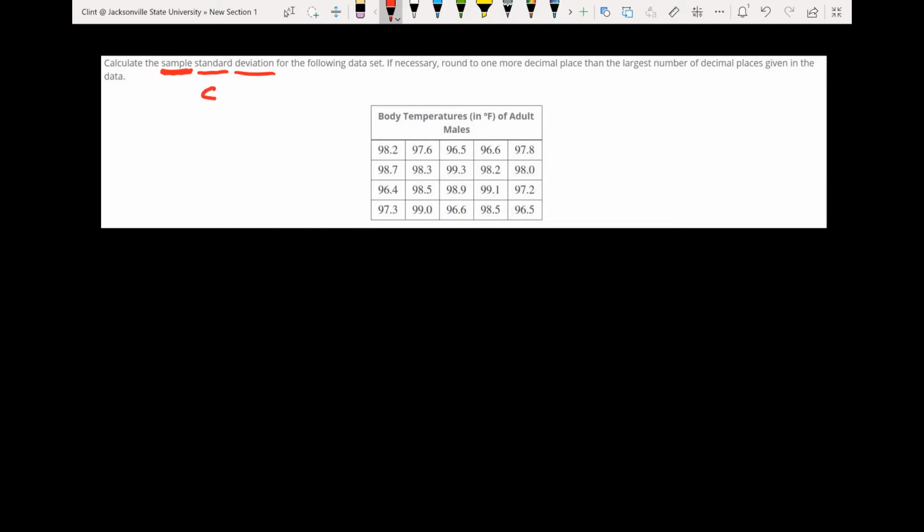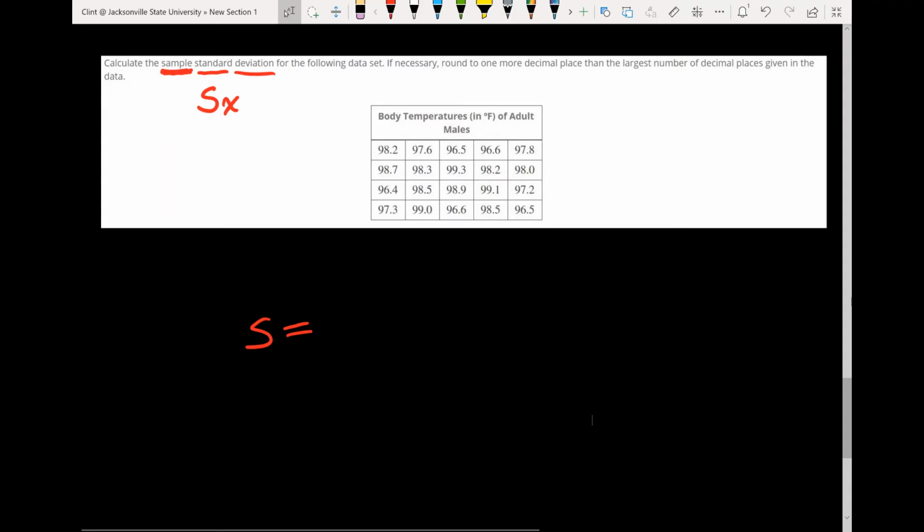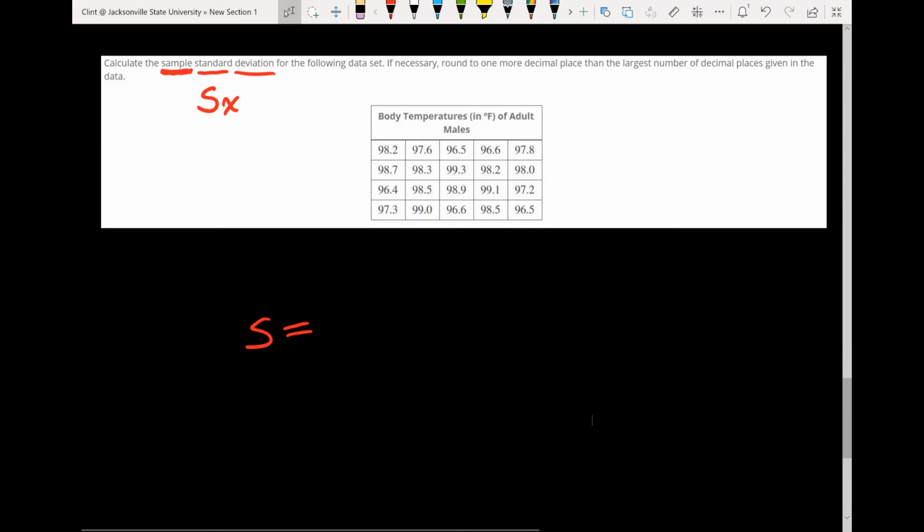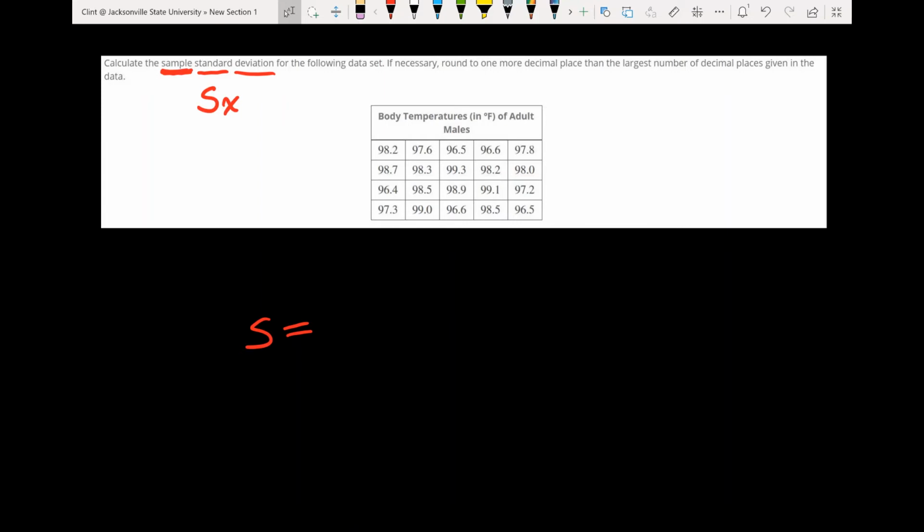So what we're looking for here is S, or your calculator is probably going to call it Sx. And so that's really important to know which one you're looking for. So I'm going to punch this data into my calculator. Okay, I'll be right back after I do that. Okay, so on mine for sample standard deviation, my calculator is giving me 0.9675, on and on and on.